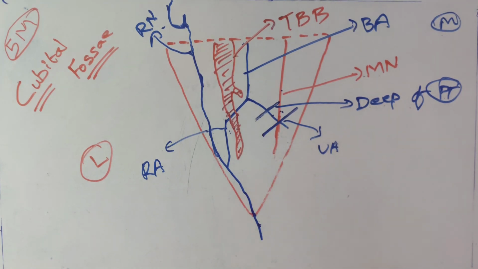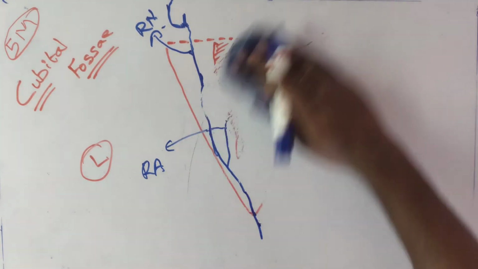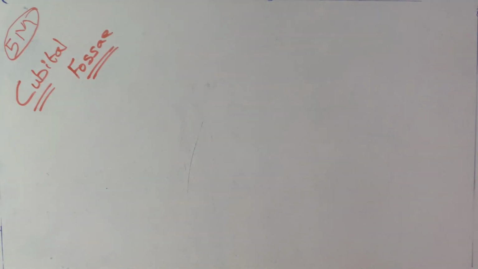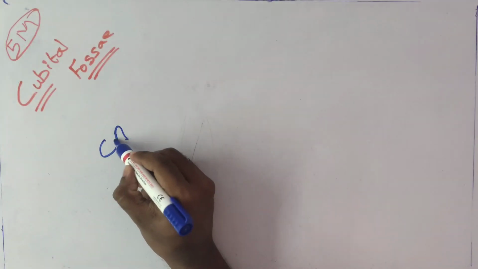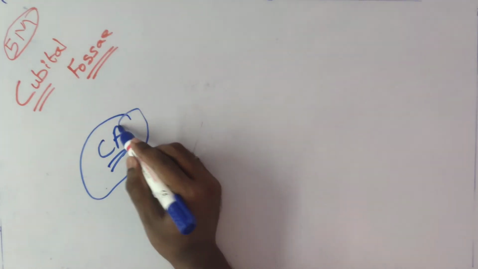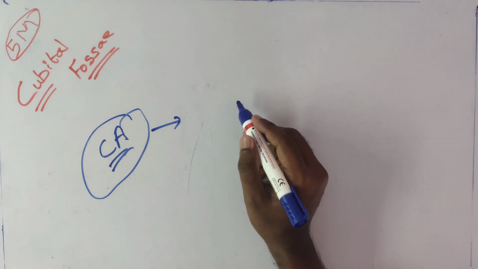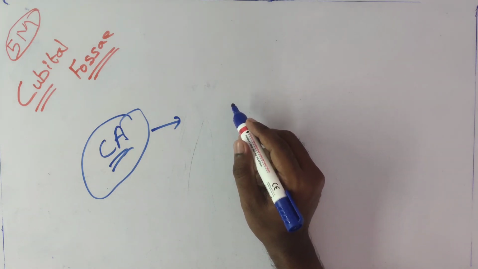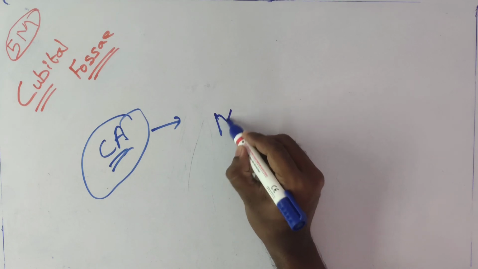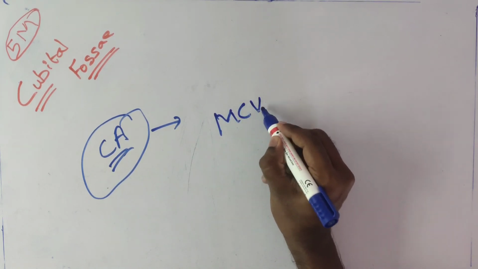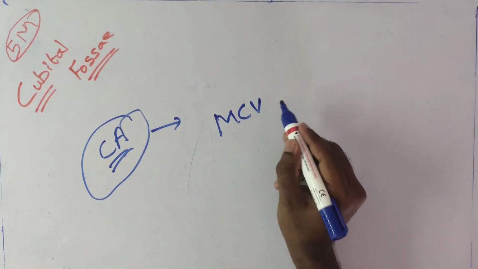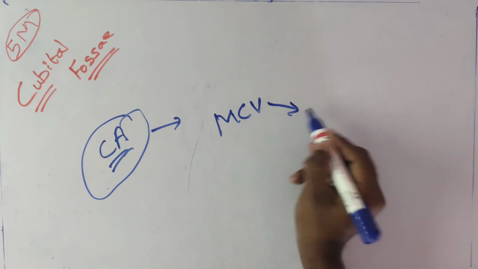Okay, next, this is all about the contents of the cubital fossa, and the contents are very important. Its mnemonic is MBBR, from medial to lateral. Now coming to the clinical anatomy. Clinical anatomy is very important. The main point of the clinical anatomy of the cubital fossa is the median cubital vein. The median cubital vein is the choice for intravenous injections.